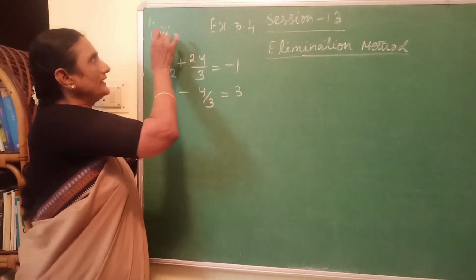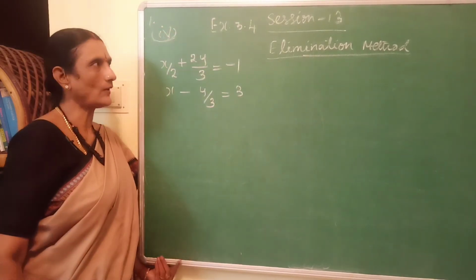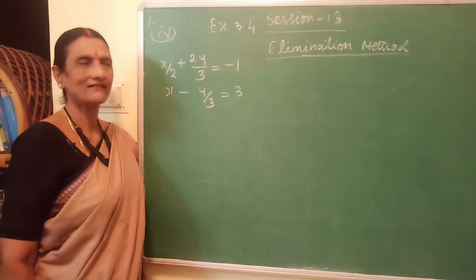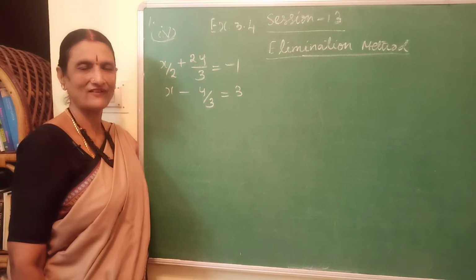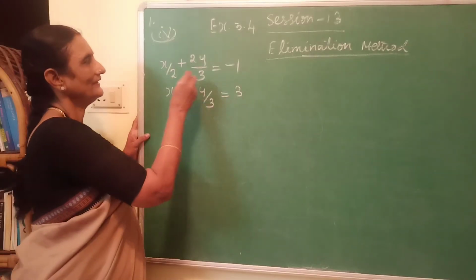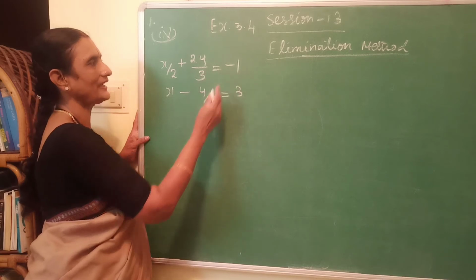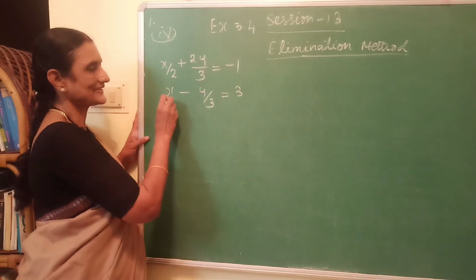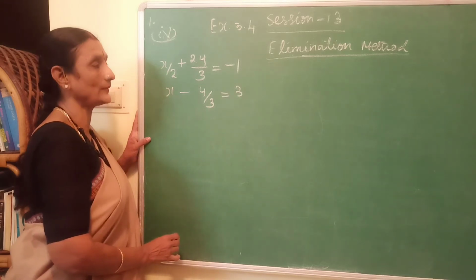We'll move on to the fourth subdivision of question number 1 in exercise 3.4. Ready? Shall we proceed? Yes. Now look at the sum. The first equation is x by 2 plus 2y by 3 equals minus 1. And the second equation is x minus y by 3 is equal to 3.